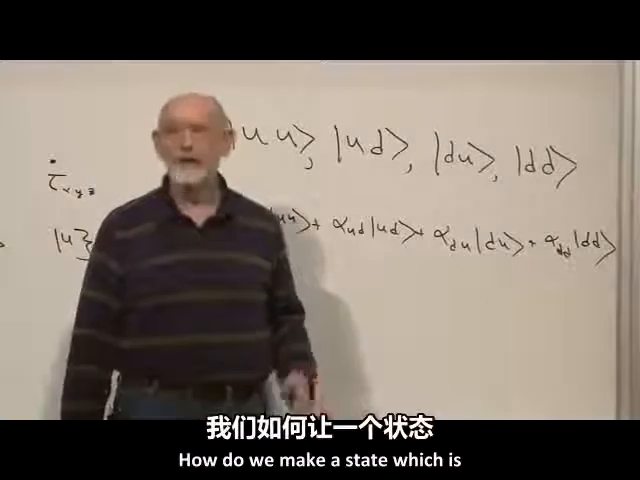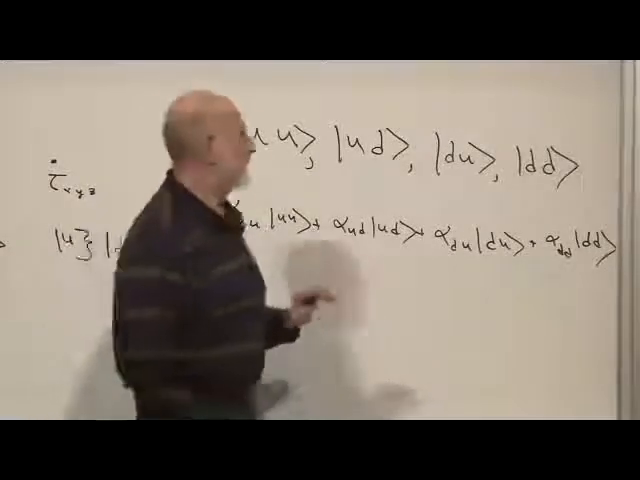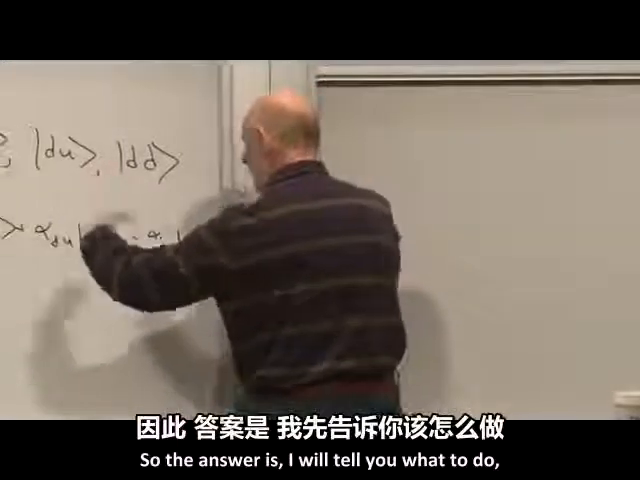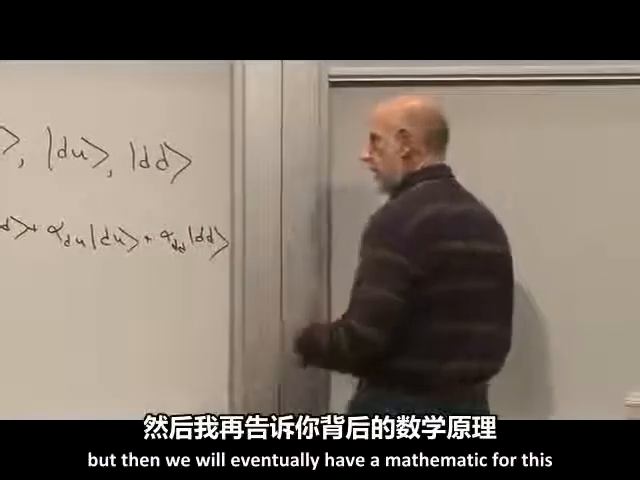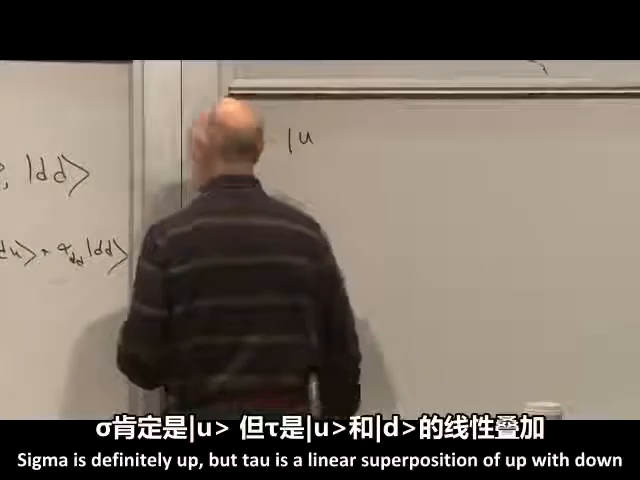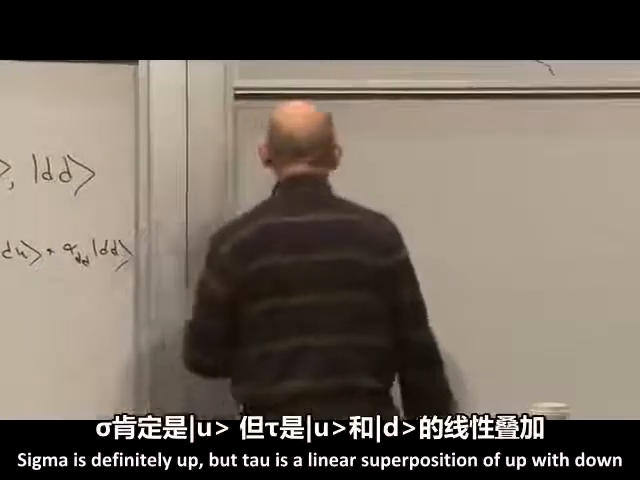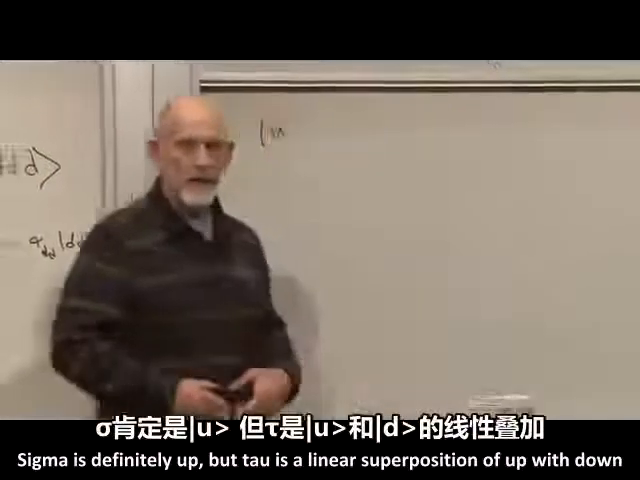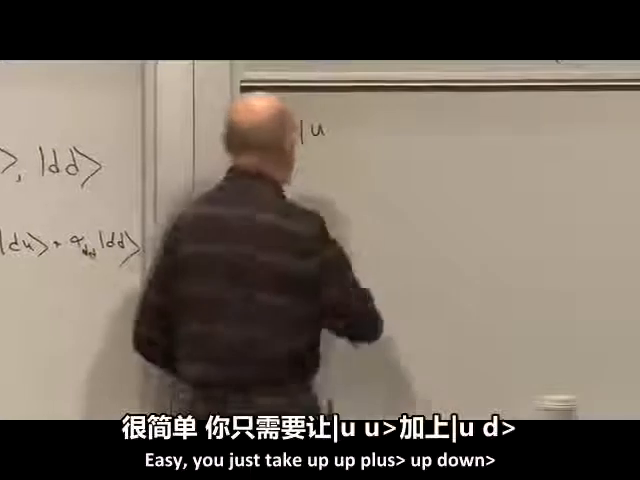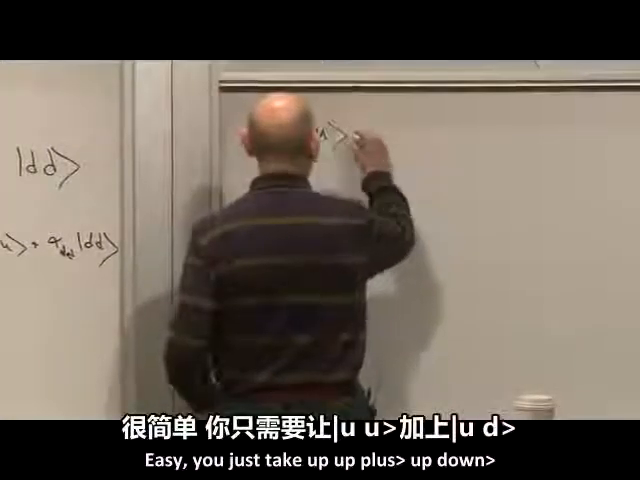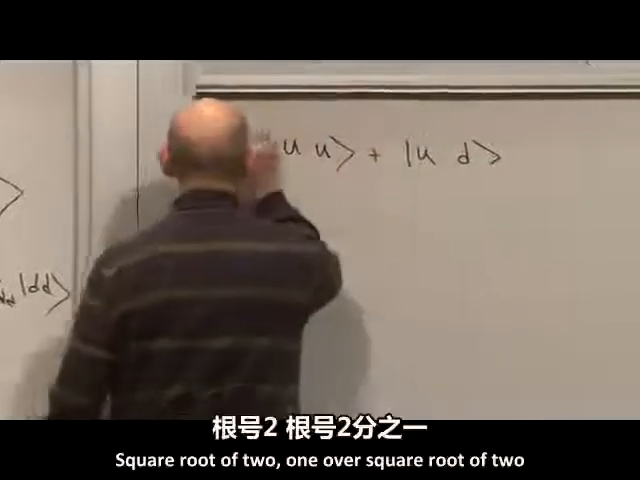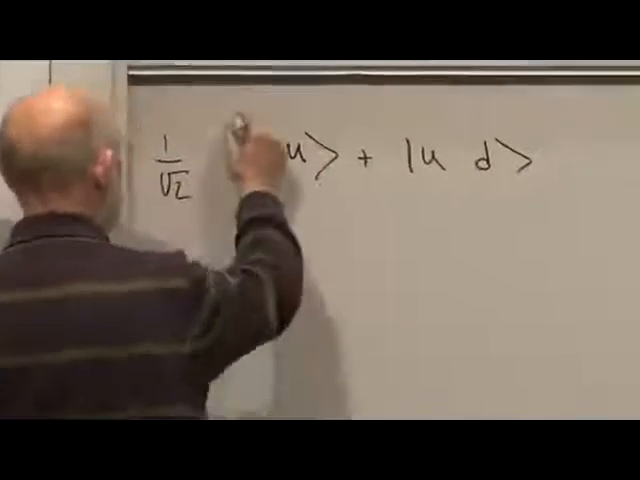How do we make a state which is... So the answer is this. I'll tell you what you do, but then we'll eventually have a mathematics to this. Sigma is definitely up, but tau is a linear superposition of up with down. Easy. You just take up-up plus up-down, times 1 over square root of 2.